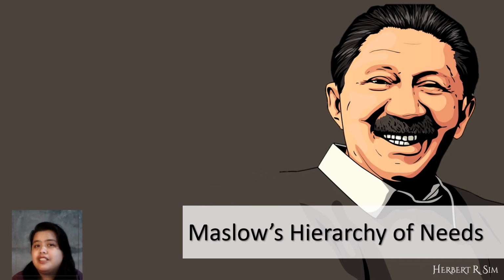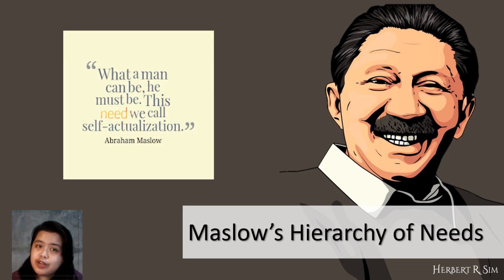Our next one in our humanistic perspective is American psychologist Abraham Maslow. Maslow proposed the hierarchy of needs. According to him, what a man can be, he must be. This need we call self-actualization. So he was popular for his self-actualization.